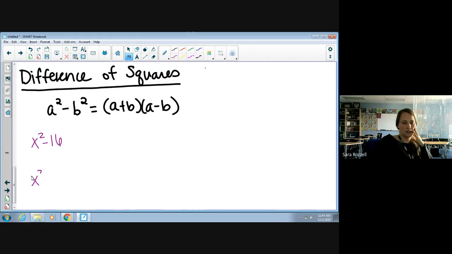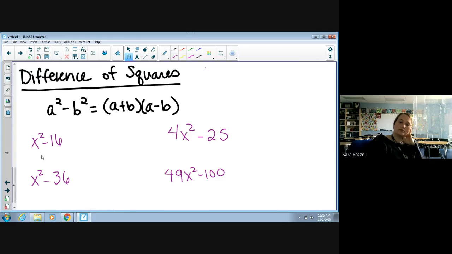I'm going to write out 4 of these again. We'll do 4 of these, and then we have a couple more types. I'm going to do the ones on the top, and I want you guys to do the ones on the bottom. Then I'll ask somebody to help me figure out what it is. Okay. So x squared minus 16, x squared minus 36, 4x squared minus 25, and 49x squared minus 100.